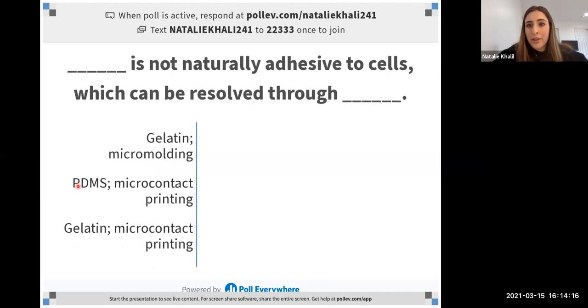Blank is not naturally adhesive to cells, which can be resolved through blank. So is it gelatin or PDMS that is not naturally adhesive to cells? And do we resolve this through microcontact printing or micromolding?